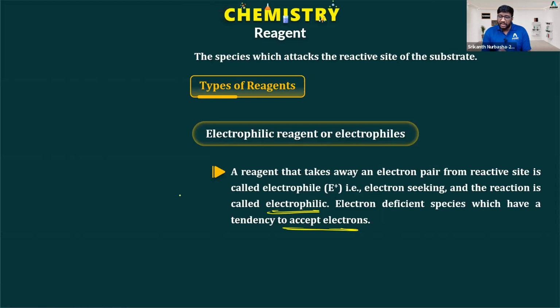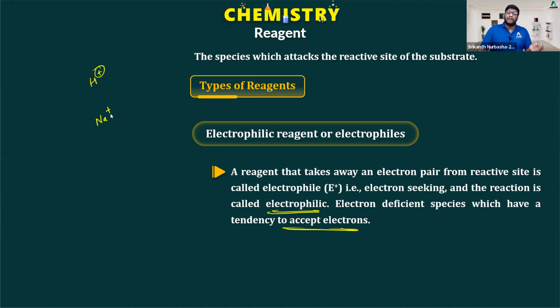So first understand the concept. Electrophiles are those species which have a tendency to accept the electrons, so they are electron deficient in nature. The positively charged species with an incomplete octet can accept the electrons. H plus is an electrophile or not? H plus is an electrophile. Na plus is an electrophile or not? Na plus can accept the electrons? Yes or no?